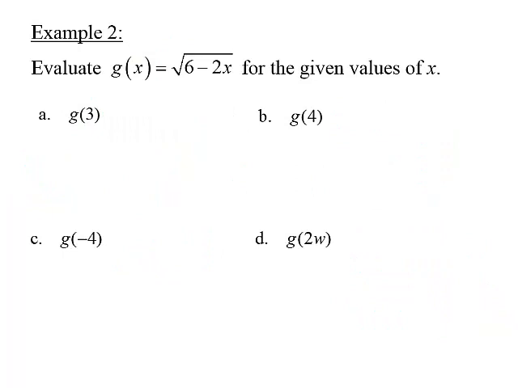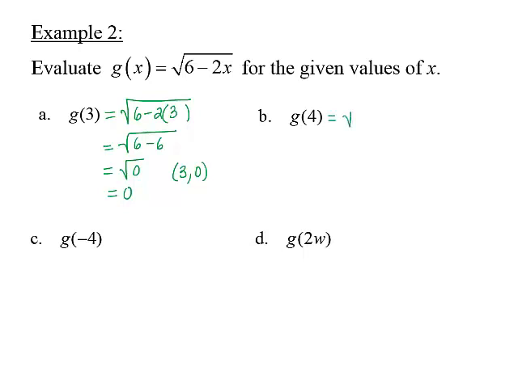Example 2 is to evaluate g of x equals the square root of 6 minus 2x for the given values of x. In the last example, our function was named f. In this example, our function is named g. We can use really any letter to represent our function. So if we want to find g of 3, we will say that is equal to the square root of 6 minus 2, and there's a variable, so put parentheses in place of that. Now substitute the input value of 3. This is the square root of 6 minus 2 times 3, or the square root of 6 minus 6, which is the square root of 0 or 0. So our input value of 3 corresponds to an output value of 0, which is the ordered pair 3, 0.